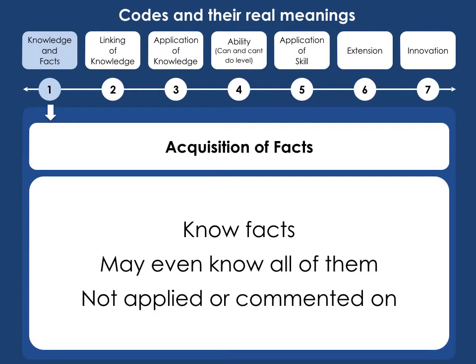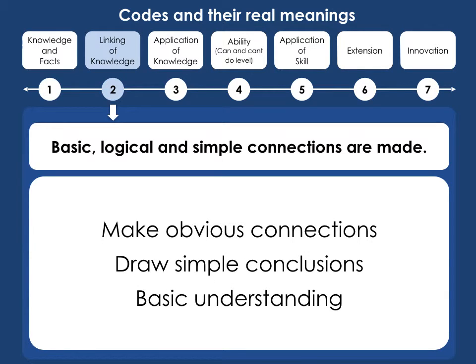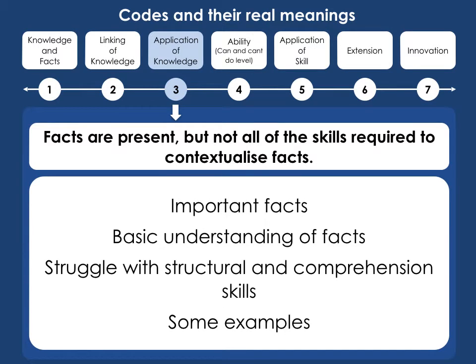Now, code 2, the linking of knowledge, basically means that the learner is able to make obvious connections and simple conclusions using the facts and knowledge that they've gained. The linking indicates some basic understanding. A learner receiving a code 3 is able to apply the knowledge. So although the learners may struggle with the structural and comprehension skills, they have all the important facts and they can show basic understanding of them. They may be provided some examples, but not always explaining their understanding clearly.